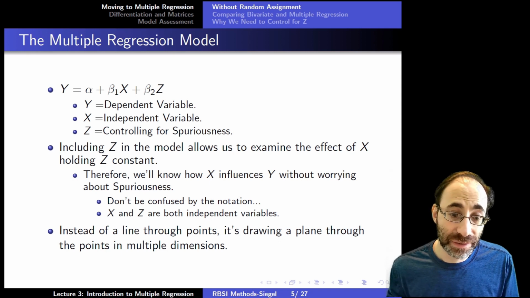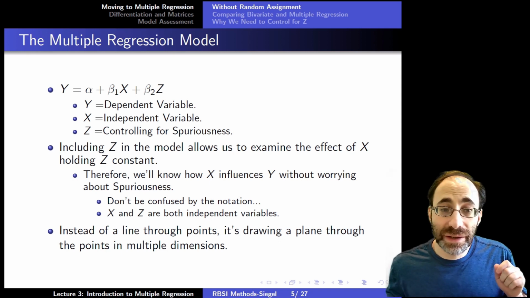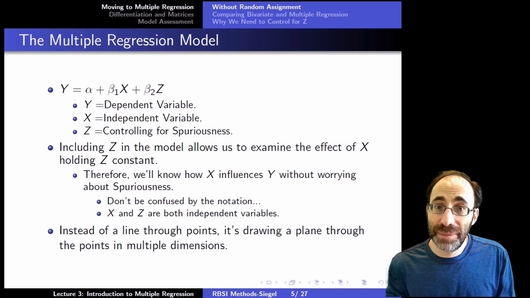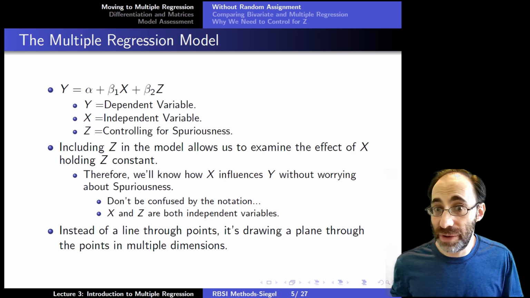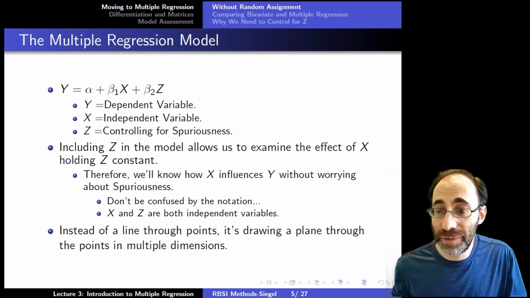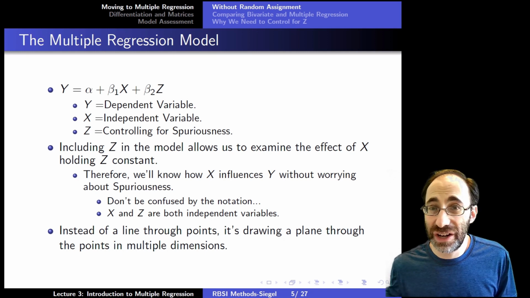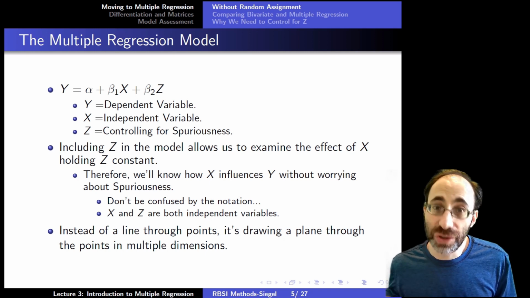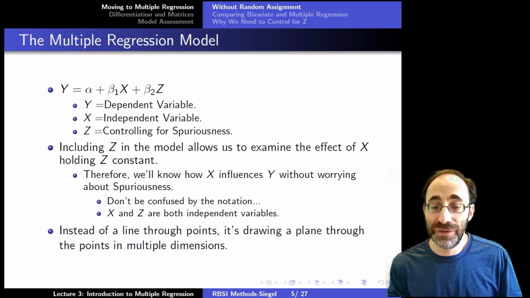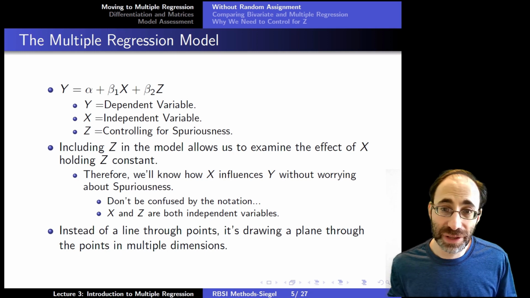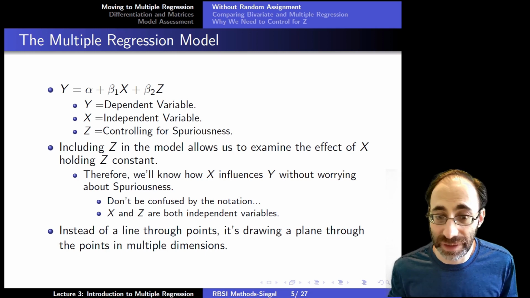That's really important. Right? Now we have z and an x. They're both independent variables. The difference is we tend to call the one we care about most, the x, the independent variable, and the z, which is just there to control for spuriousness, the control. But technically speaking, they're both independent variables, and if we flipped our interest to z with x being the control, it wouldn't change anything in the model.